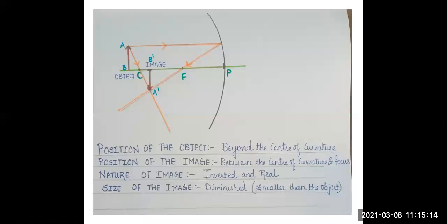As the rays are intersecting and we are drawing the image over there, the image is a real image. Observe the arrows. The object is having an arrow headed upwards and the image is having an arrow headed downwards. So the image is inverted and real. Size of the image is diminished, that is smaller than the object. Here you can see it is slightly smaller than the object.